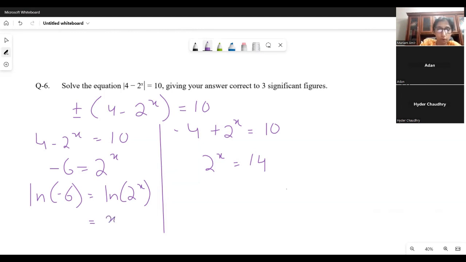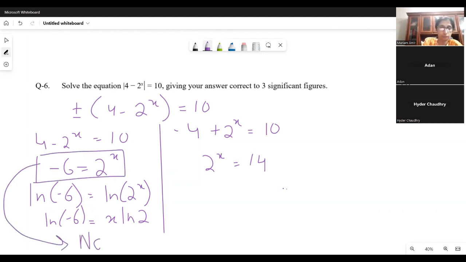So next you use the property of log where this power can be written with the base ln 2. x ln 2 is equal to ln minus 6. And if you try solving this in your calculator, you'll get no solution. So you can even write no solution over here. You don't need to do any further working because you have mentally realised that the log of a negative value is being taken here, which is not possible.